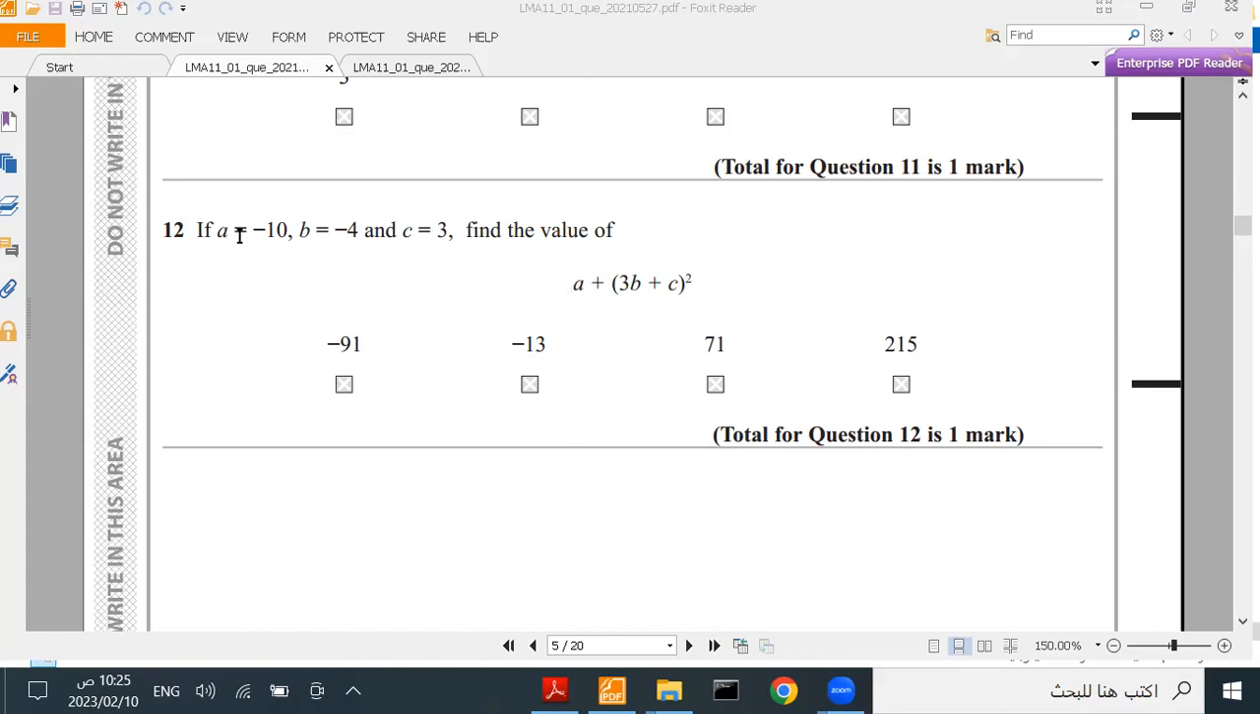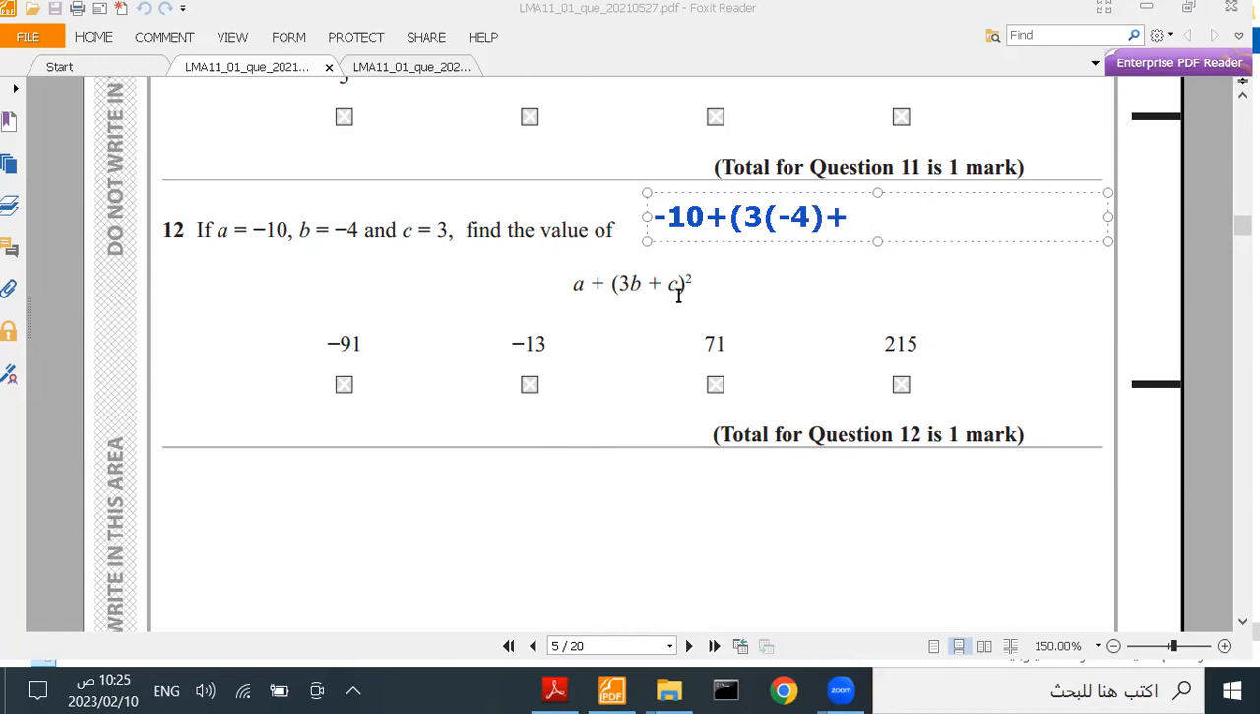A is -10, so I'm going to write -10. Then plus, I do it as it is. Then bracket, then 3 multiplied by b. B is -4. Press bracket, and close the bracket because the b bracket is closed.